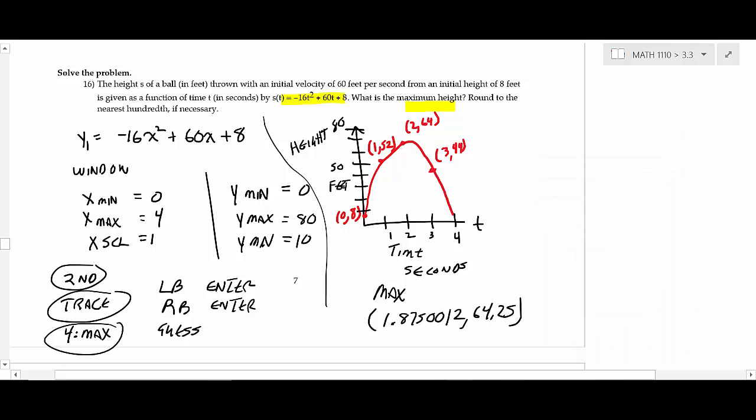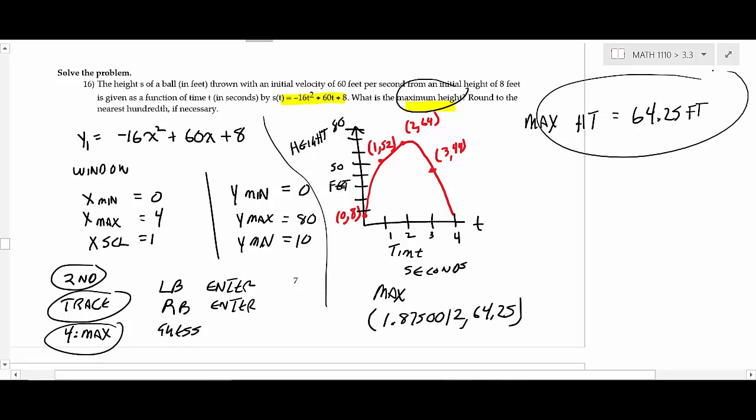And then the question on this is what is the maximum height? Well, which one of these numbers is the height? Is it the 1.8 or the 64? 64. Okay, that's the height. What's that? That's the time. So that's how long it takes to reach a maximum height. So then the answer to this problem, we would just say max height would just be equal to, and we round that to the hundredth, 2 decimals, that's 64.25 feet like that.